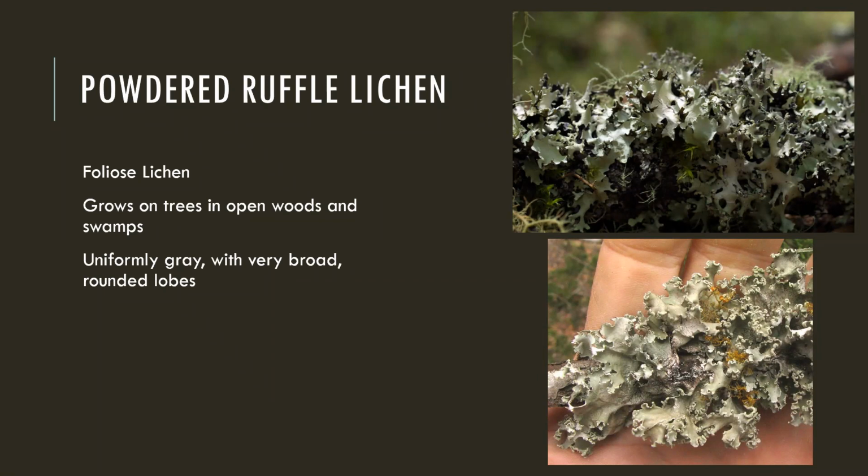So this powdered ruffle lichen is a foliose because again, it looks like a leaf. The lobes are very leafy looking. They grow on trees in the open, woods, and in swamps.